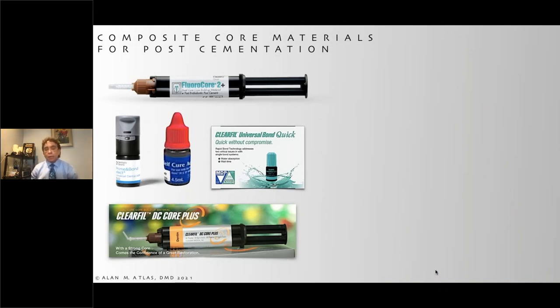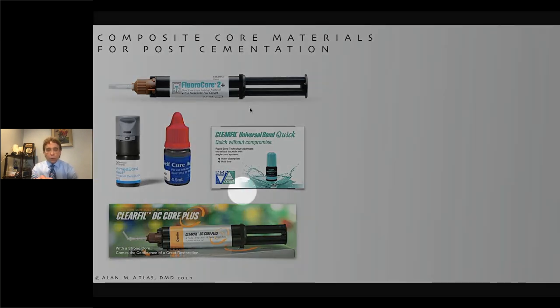Well, we can see in this picture, there's several different ones. We have Fluorocore 2X and we have Clearfield DC Core. The bonding agent with Fluorocore 2 Plus is called Prime Bond Elect, which is a universal multi-mode adhesive with self-cure activator. Why do you need a self-cure activator with this bonding agent?